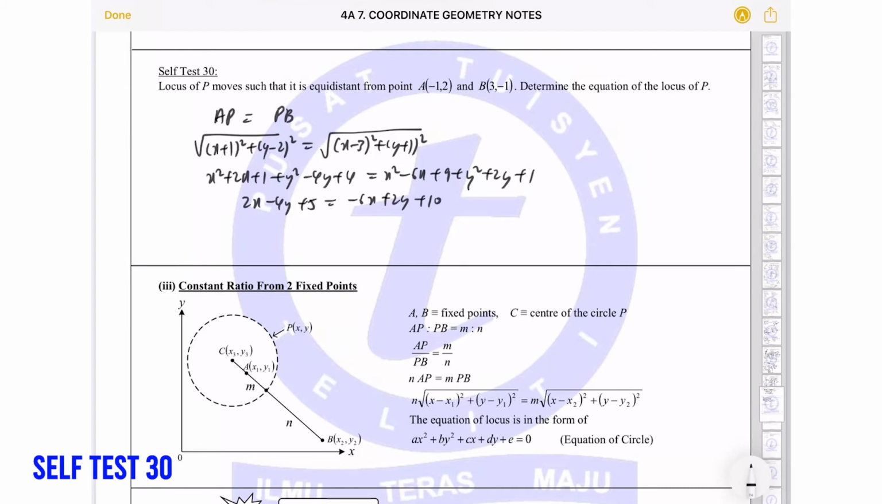Bring the x over: the negative 6x you bring over is positive 6, so 6 plus 2 is 8. Minus 4 minus 2 is minus 6, 5 minus 10 is negative 5. There you go, that's your answer. You can write any form, I just leave it as general form.